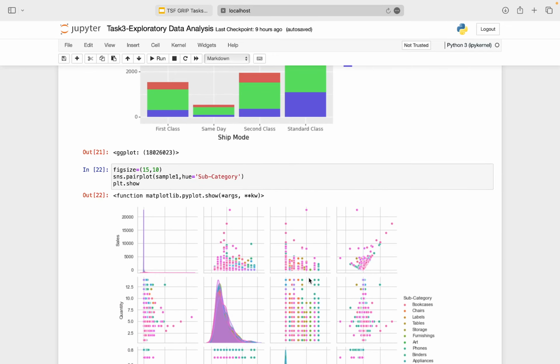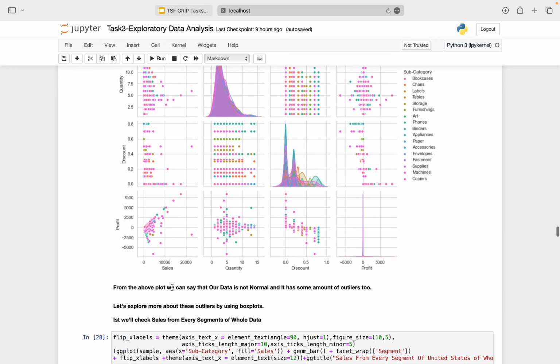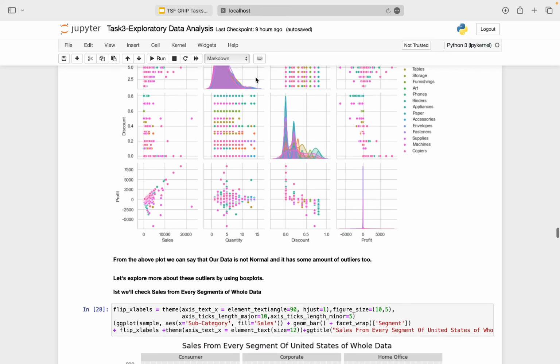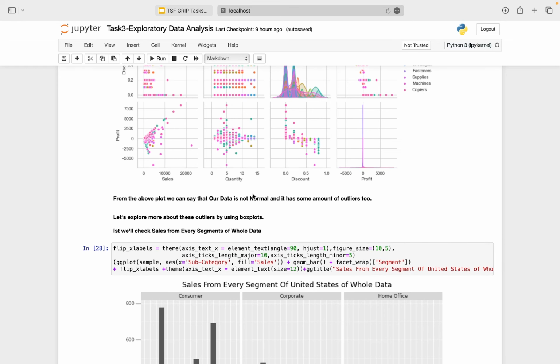Again, drawing the pair plot. From the pair plot, we can see that the data is not normal, as we have seen before also, and it can be attributed to the outliers that are present. To explore more about these outliers, we use a box plot.